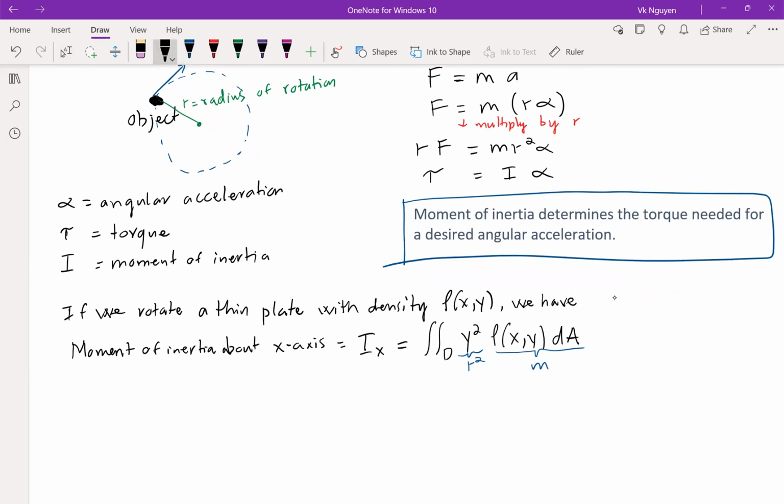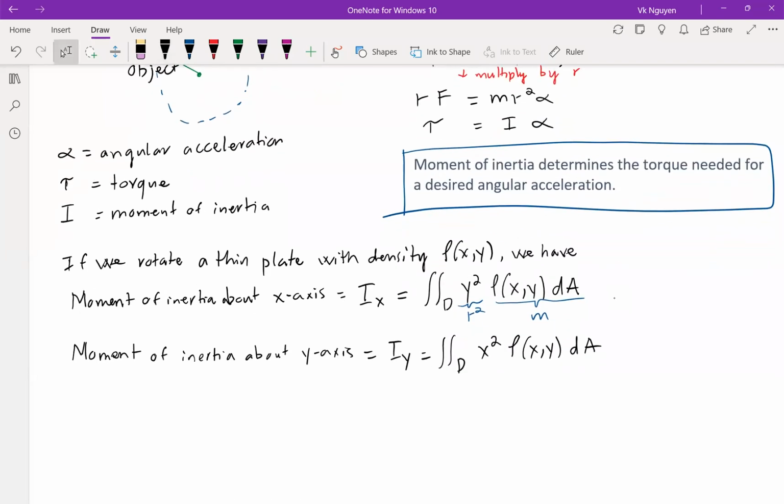Okay, we also have a moment of inertia about the y-axis. Not Ix though, but the y-axis. So Iy is the double integral over the region D. Oh, double integral looks ugly. X square rho xy dA.